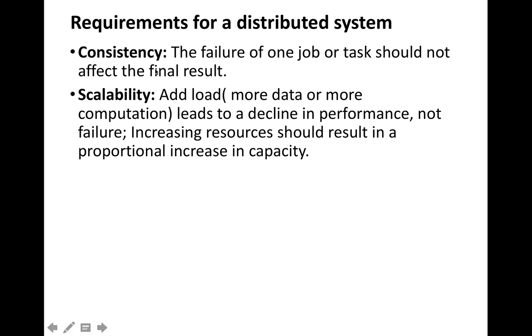So another thing we call consistency. That means one job, one task will not affect the final result. That means if you have a bunch of tasks and jobs running there, but one fails, we still get the final, correct result. How to make the distributed system have this mechanism? Also the requirements for your design.